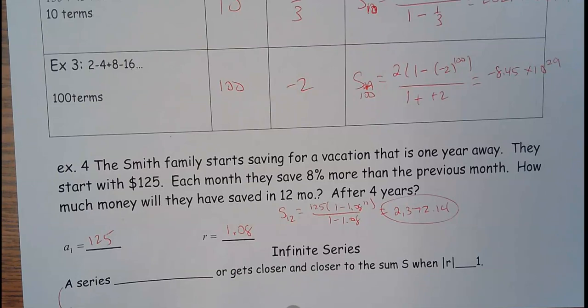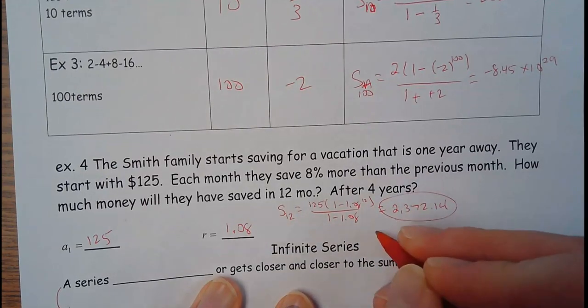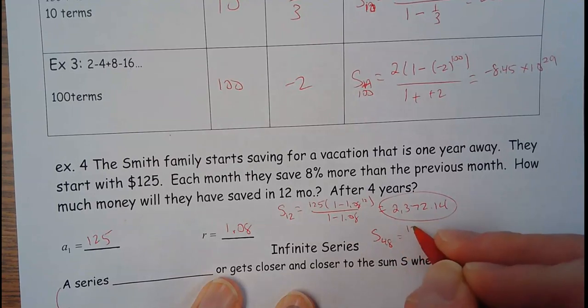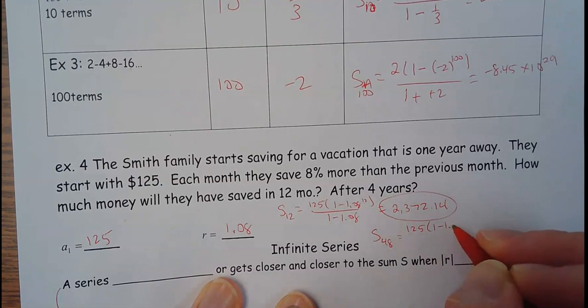Or they could wait a few more years and take a really big vacation. So they're thinking, maybe let's wait 4 years. So how many months would that be? That'd be 48. You could actually go back in your calculator and just change the 12 to a 48.